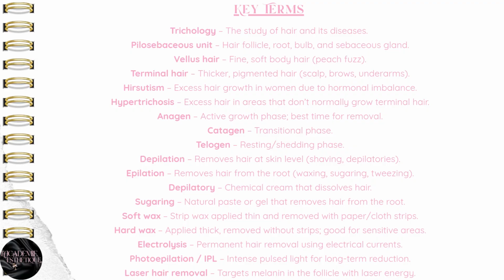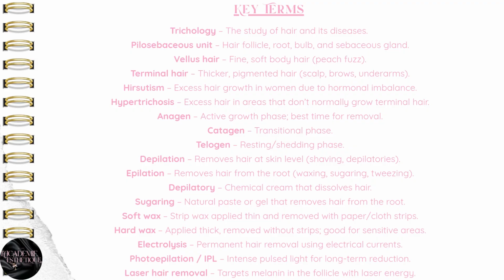Depilation, removes hair at the skin's level, such as shaving or depilatories. Epilation, removes hair from the root, from waxing, sugaring, or tweezing. Depilatory, chemical cream that dissolves hair. Sugaring, natural paste or gel that removes hair from the root.